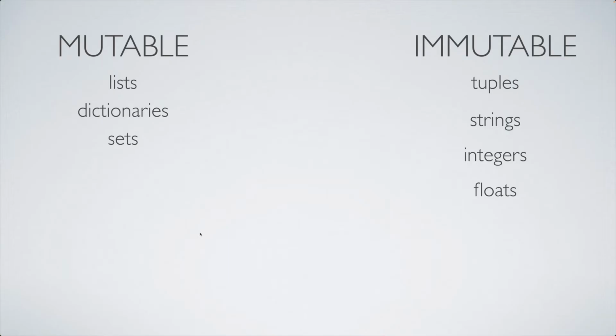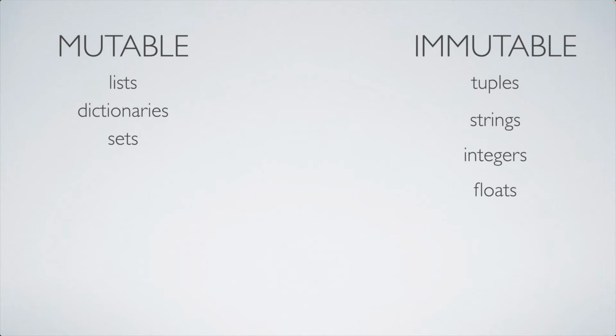So let's go back to this list again. Remember, tuples, strings, integers, and floats. These are the most well-known types that are immutable, and sets, dictionaries, and lists are mutable. And that's it about tuples and being mutable or being immutable.